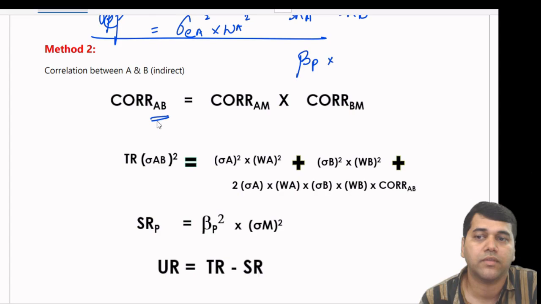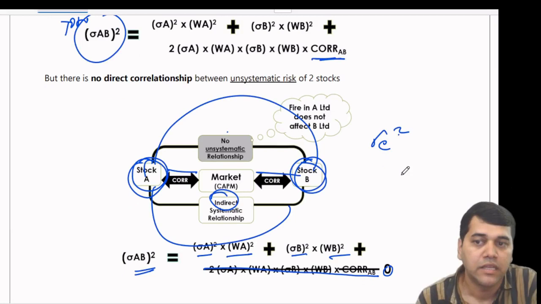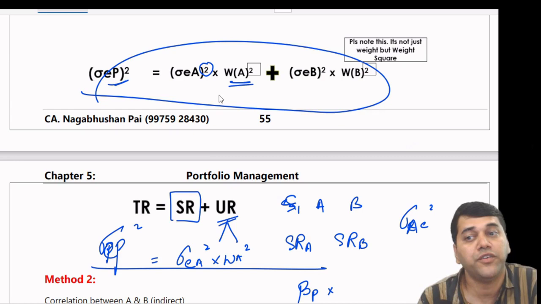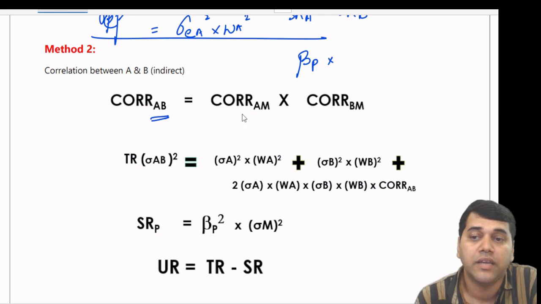Since I said there is no direct relationship, if you say that there is no unsystematic relationship, then this becomes 0. Then you will go with this equation. But if you say, no sir, there is an indirect relationship, then what do you need to do? What is the correlation between AB? It's correlation AM into correlation BM.